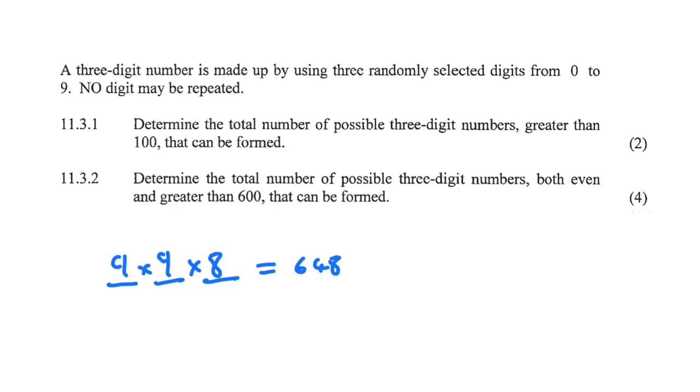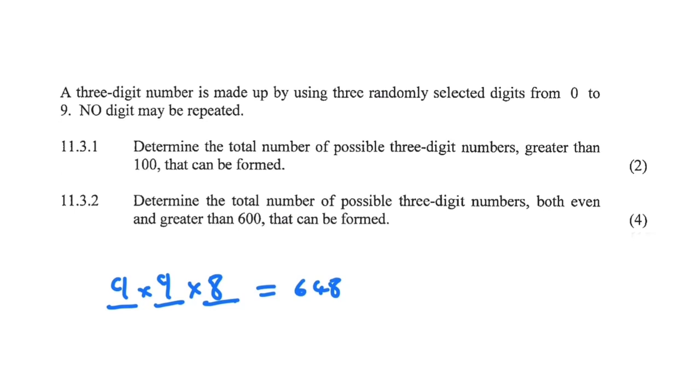Let's look at 11.3.2. Determine the total number of possible 3-digit numbers, both even and greater than 600, that can be formed. So we need all possible 3-digit numbers that are greater than 600 and are even. So let's break that down.